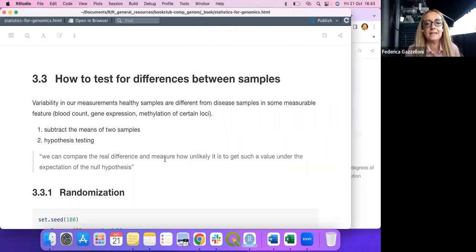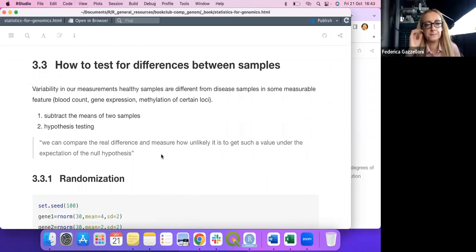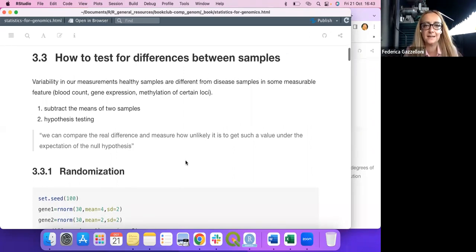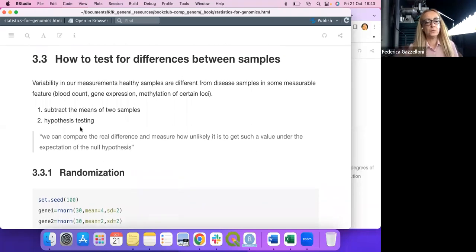Let's say what happens if we want to measure our variability. How do we measure our variability? We can make a hypothesis test. I'll go forward because we have 10 minutes and I think I left the best part. We do hypothesis testing when we want to analyze some data.